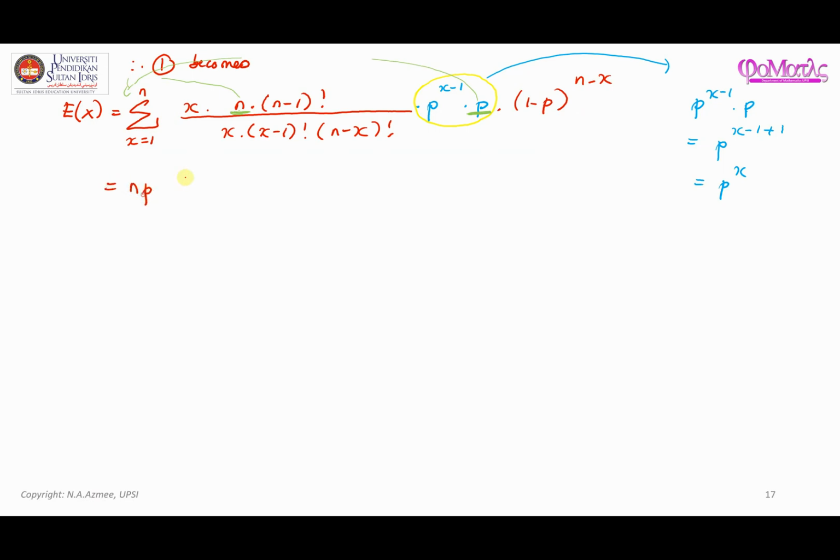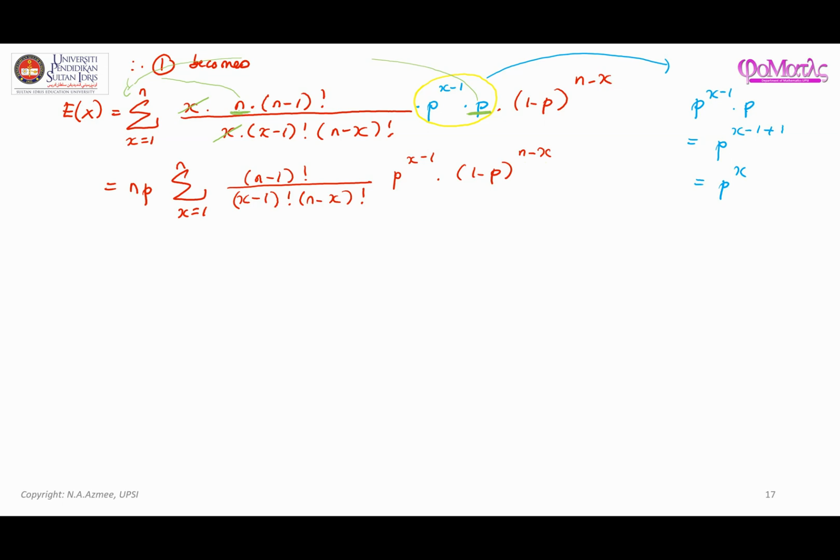So here we have np times the sum for x from 1 until n. And you can also see that x here can be cancelled out with this at the bottom. Okay, so what we have next is, we're just going to simplify the whole look. It becomes n minus 1 factorial over x minus 1 factorial times n minus x factorial, times p to the power x minus 1, times 1 minus p to the power n minus x.